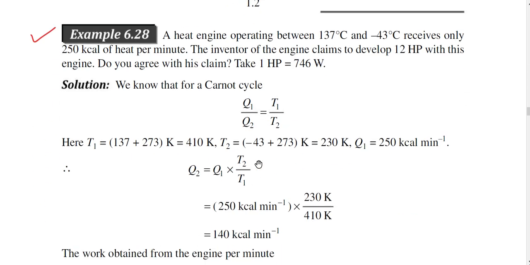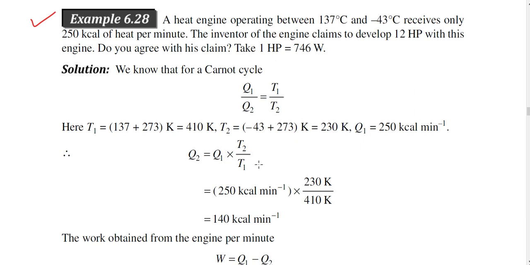Now, the rest of the problems are very easy. I will again discuss one problem that is similar to the earlier problem. For example, suppose a heat engine is operated between 137 degree centigrade and minus 43 degree centigrade. So, from this particular data, we can get T1 and T2, and the heat engine receives only 250 kilocalorie of heat per minute. So, the value of Q1 is given. This is 250 kilocalorie of heat.